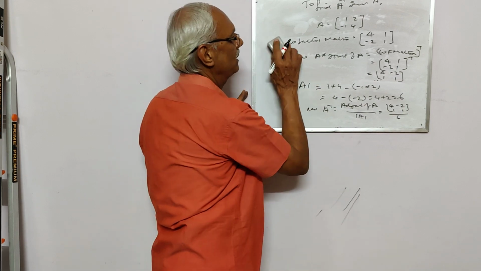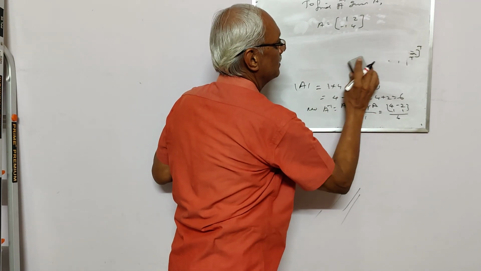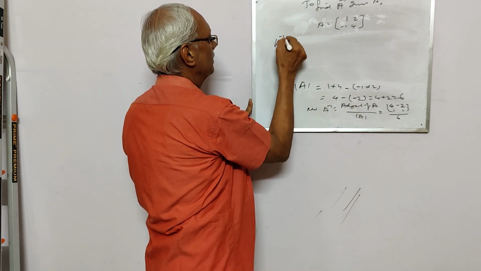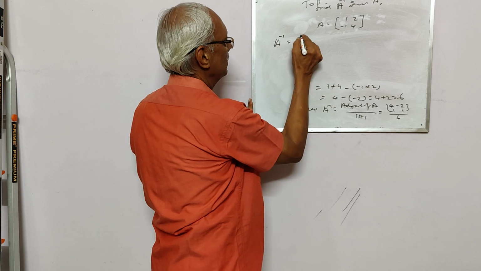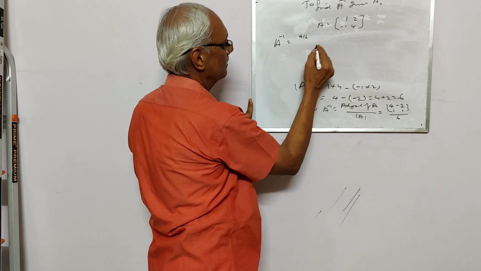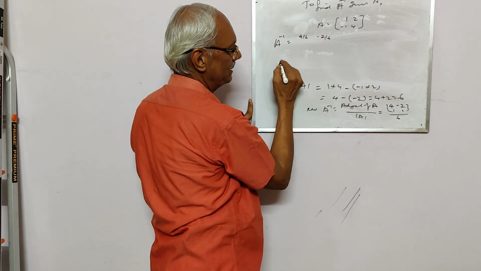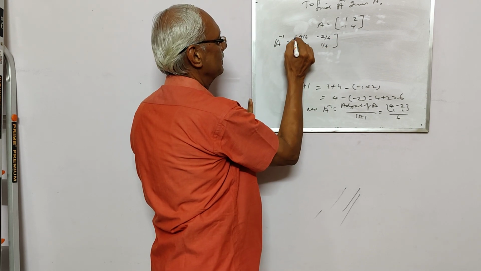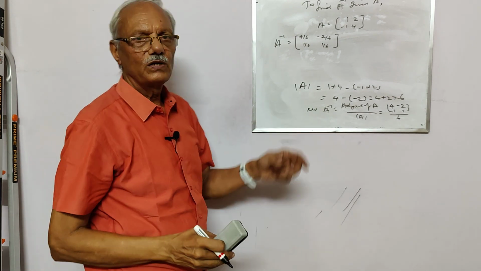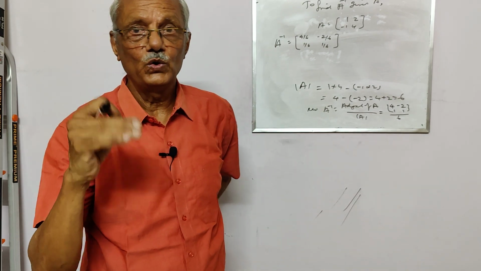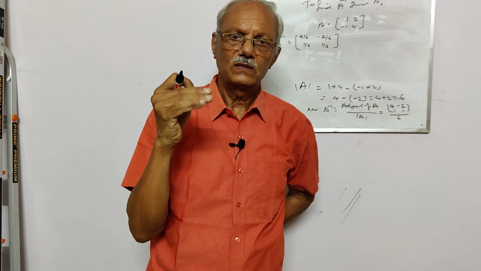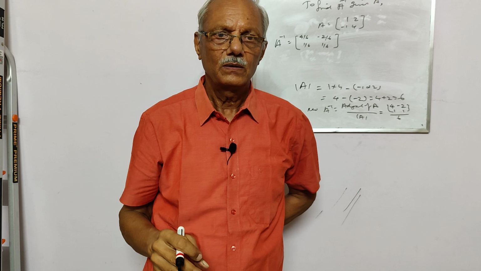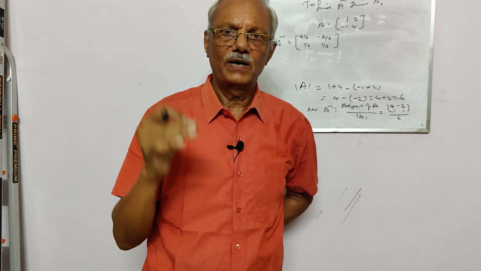So I will write now here: A inverse is equal to 4 by 6, minus 2 by 6, 1 by 6, 1 by 6. Now we have got the value of A inverse. But I told you while giving the lecture on A inverse, you will get the value of A to the power of minus 1.